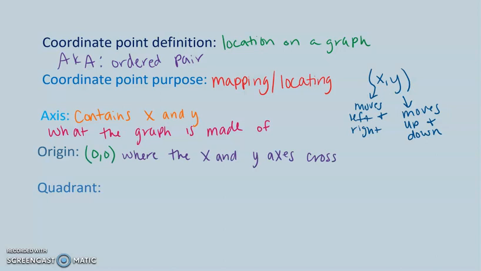And the last word that we're going to define today is quadrant. And there are 4 quadrants that we have on a graph, and we write them using Roman numerals. And it's basically just sections of the graph that are made from those axes. And so there you have it. Those are the definitions that we need to know for our graphing section.